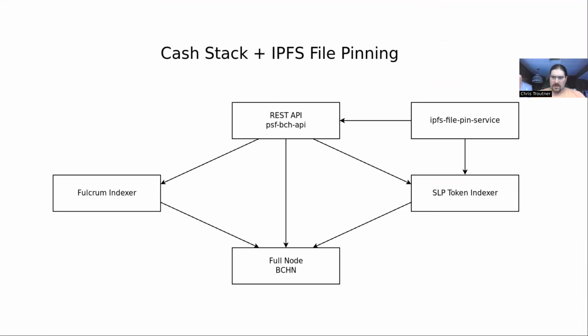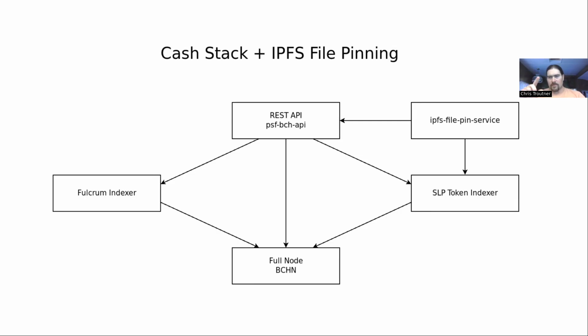You can see this is a dependency diagram, and IPFS file pin service is on the upper right. It depends on the SLP token indexer. So when the indexer discovers a new pin claim, which is a specific type of transaction on the blockchain, as it crawls the blockchain continuously, when it detects a pin claim, it'll fire off a webhook, and that'll tell IPFS file pin service that, hey, a new pin claim came in.